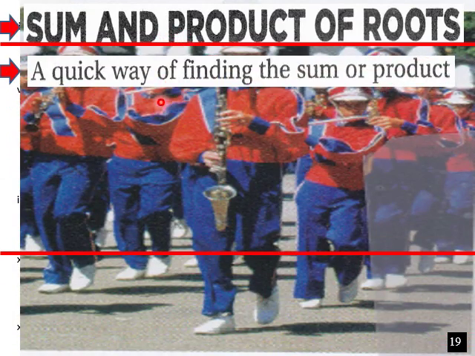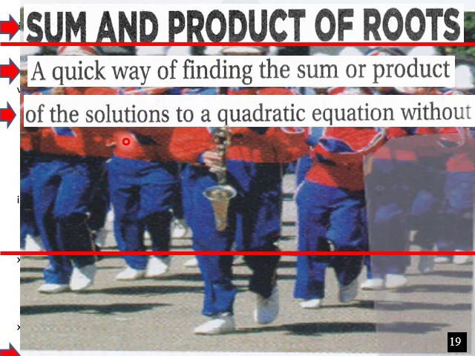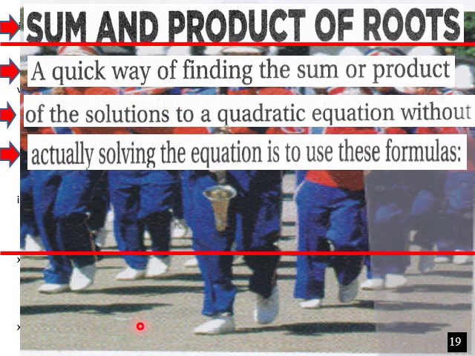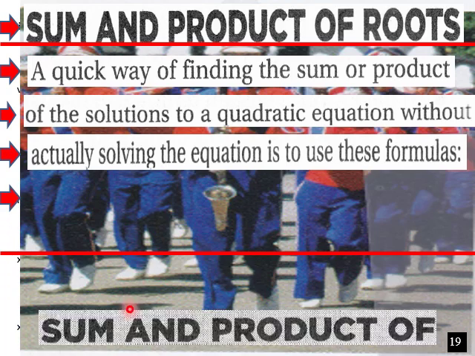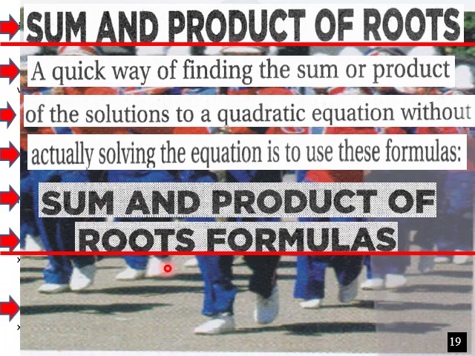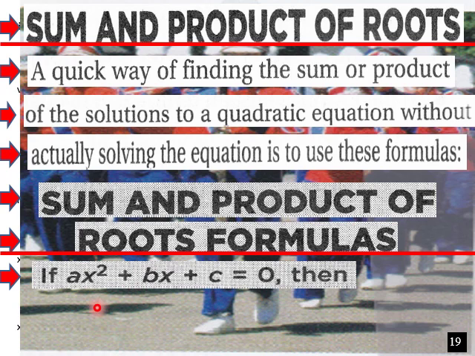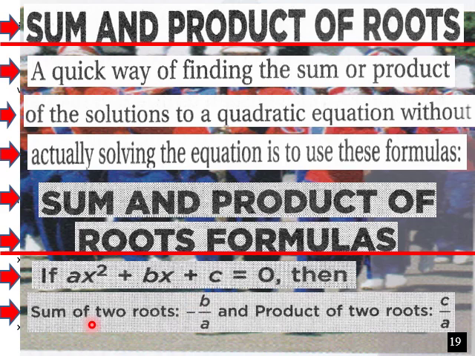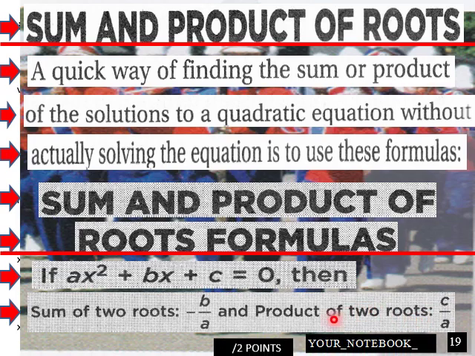Sum and product of roots. A quick way of finding the sum or product of the solutions to a quadratic equation without actually solving the equation is to use the sum and product of roots formula. If ax squared plus bx plus c equals 0, then the sum of the two roots is negative b over a, and the product of the two roots is c over a.